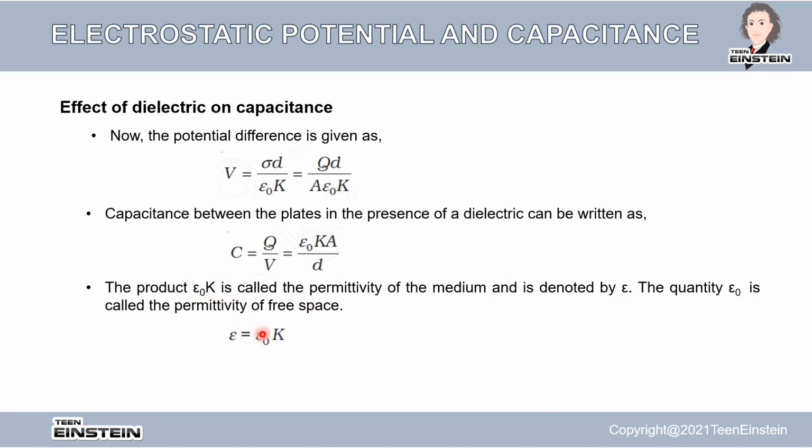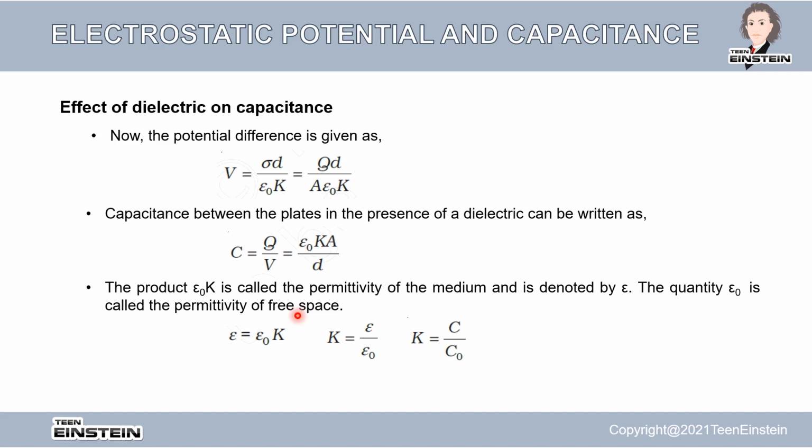So let's see what happens. Then what will be k? K equal to the ratio between epsilon divided by epsilon 0. So this is called the dielectric constant of a material, which is nothing but the ratio between the permittivity of the medium and the permittivity of free space. So this is the only difference between the capacitance of the parallel plate capacitor when there is vacuum and when there is dielectric. So the ratio k equal to C divided by C0.